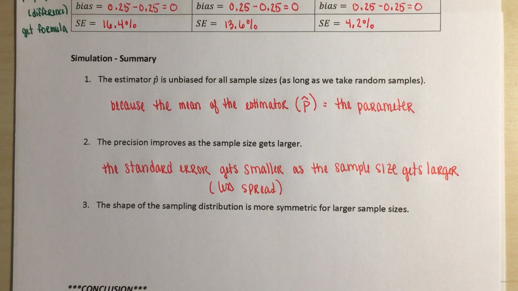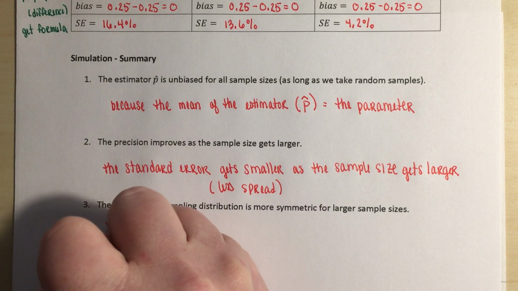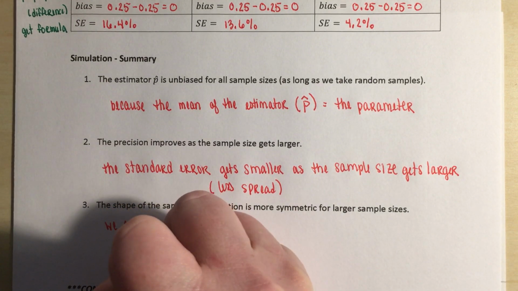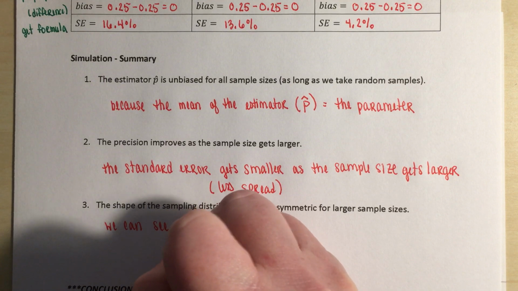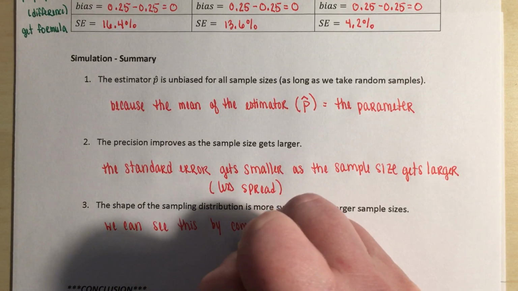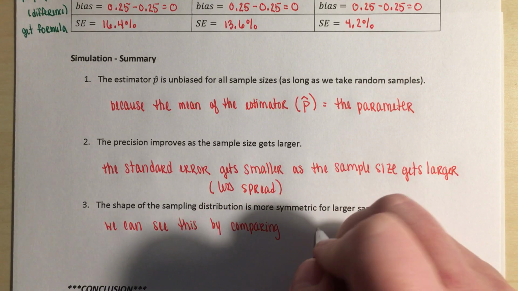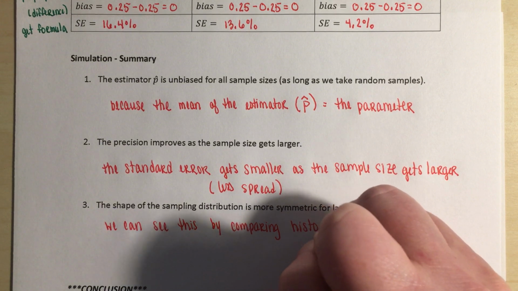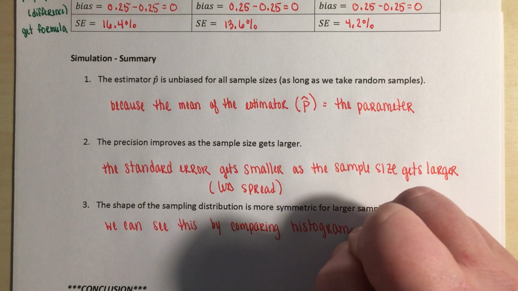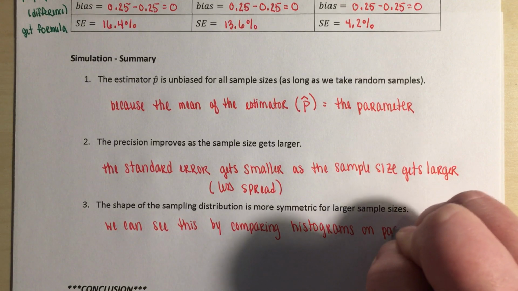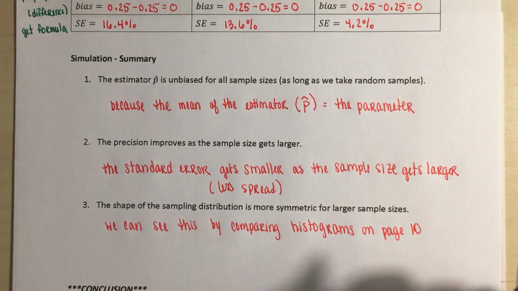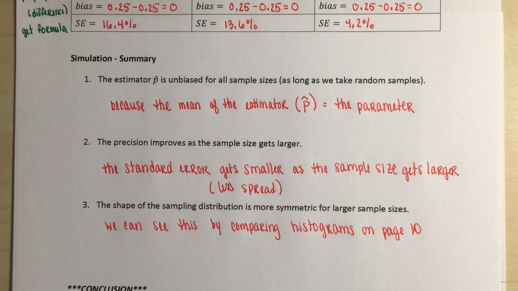The shape of the sampling distribution is more symmetric for larger sample sizes. We can see this by comparing histograms on page 10. In simulation 3, where we have our largest sample size, we had a more symmetric looking distribution.